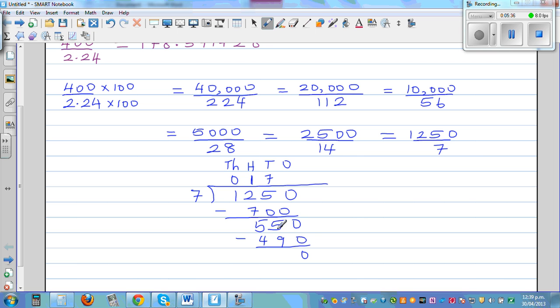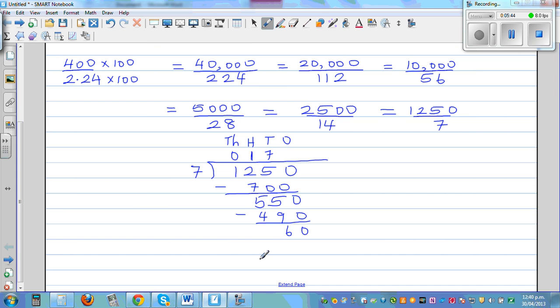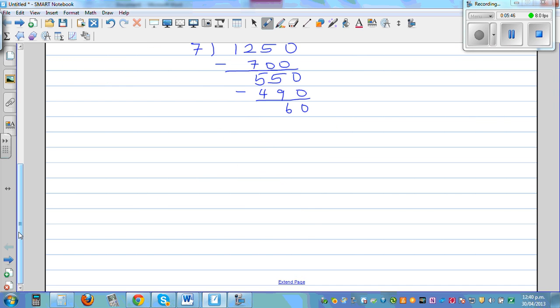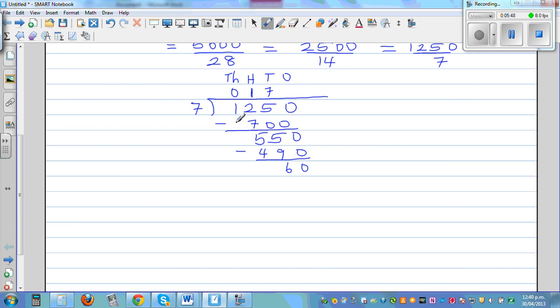So this is 0, this is 15, so this is 60. Okay, so 490 plus 60 is 550. Now 7 goes in. So let me scroll this slightly up. So 7 goes in 60, how many ones? Well, it goes 8 ones. So 7, this is in the ones place. So this is 56. And the remainder is 4.